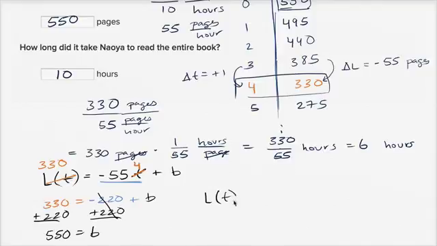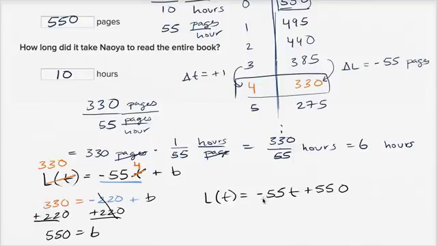And so the function that describes how much he has left to read as a function of time is, well, he's reading 55 pages per hour, so the amount he has left to read is going to go down every hour. That's why we have that negative there. So L of t equals negative 55 pages per hour times the number of hours plus 550. So if someone said, well, how long is the book? Well, that's going to be L of 0. That's going to be how many pages he has left to read at time 0. And we see that L of 0 is going to be 550.